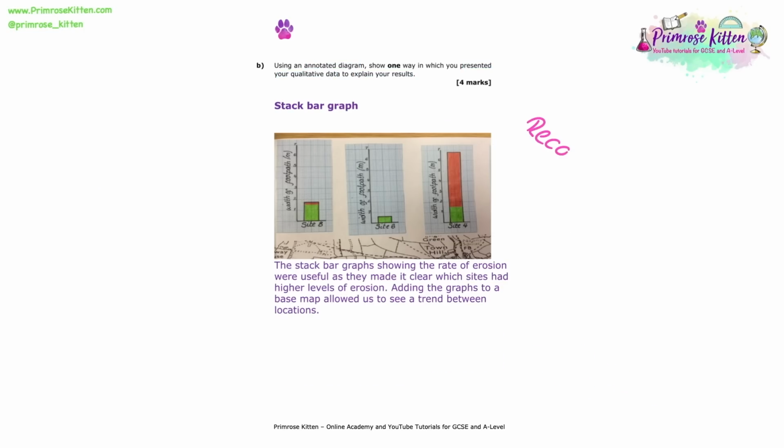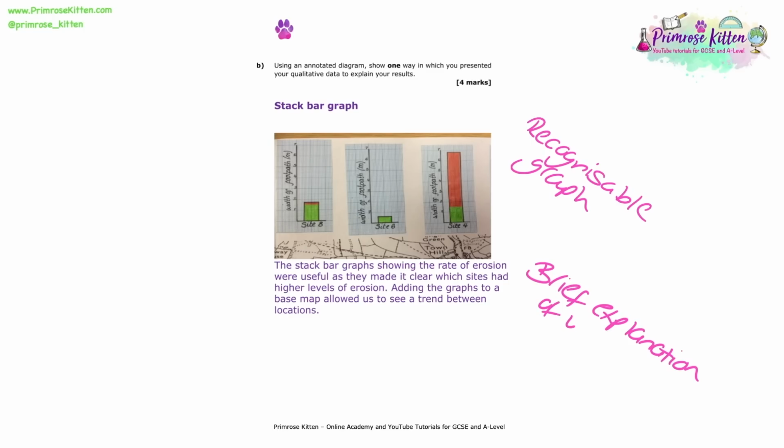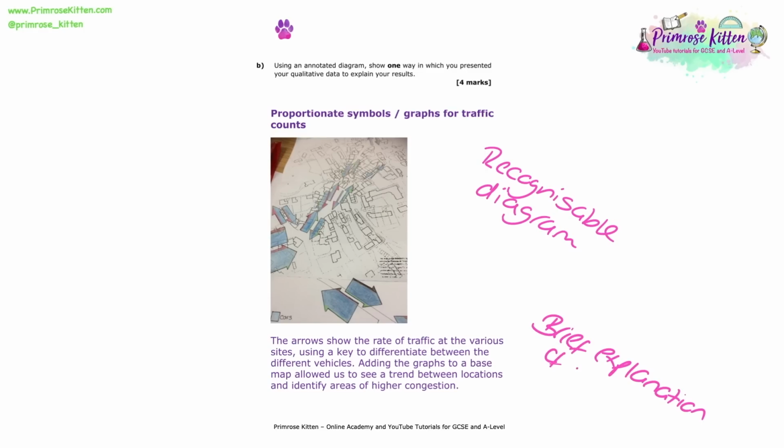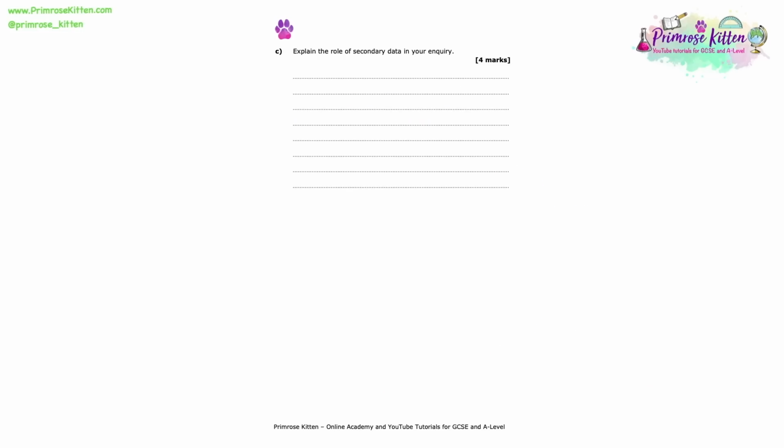Alternatively, you might choose to present your findings as a stack bar graph. Again, this would be a recognisable graph with a brief explanation provided underneath as to how it was used. A final example is to use proportionate symbols. Again, a recognisable diagram with a brief explanation provided underneath in terms of how it was used.